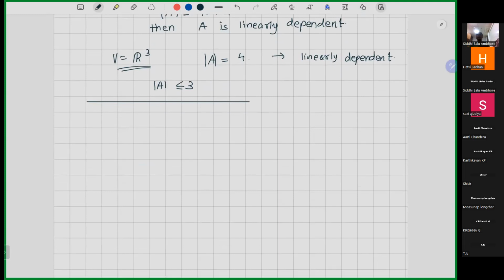If you have any doubt, you can unmute and ask or write in the chat. And if not, then I will move on. Is this week 1 or week 2? This is week 2, sir. Week 2. Yeah.